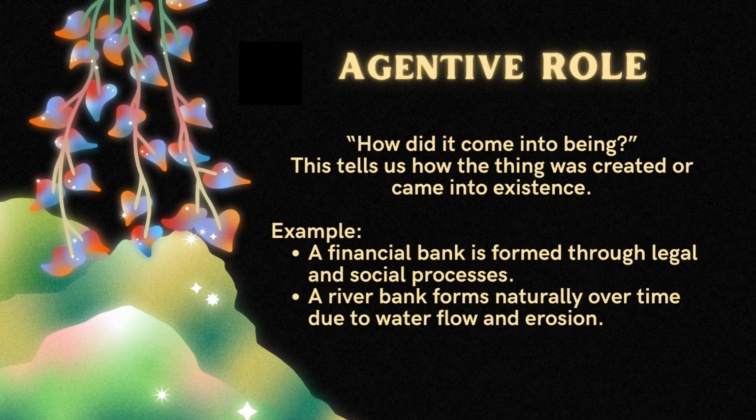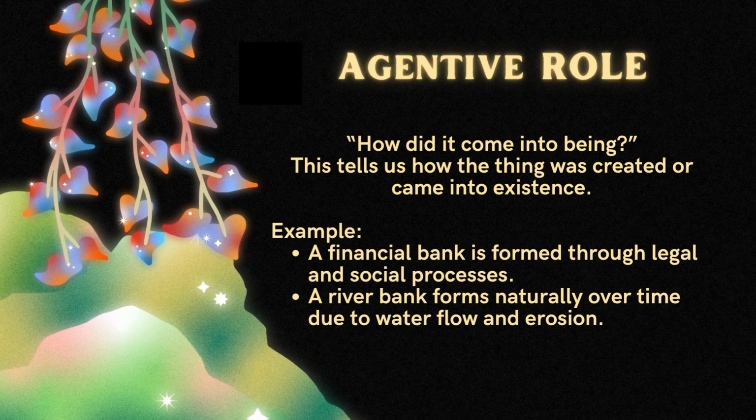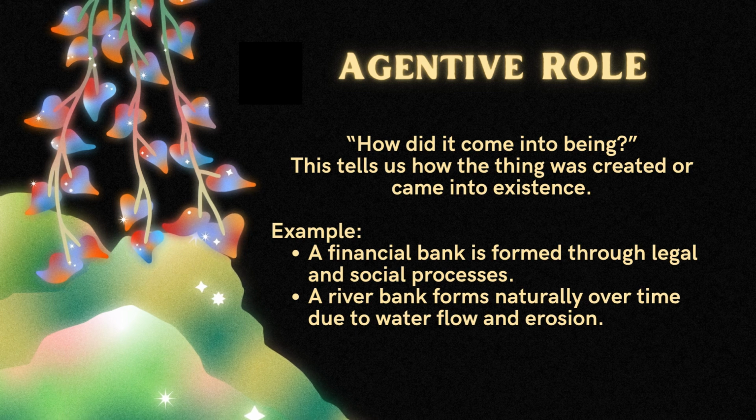And lastly, agentive role. It answers the question how did it come into being? This tells us how the thing was created or came into existence. For example, a financial bank is formed through legal and social processes, and a river bank forms naturally over time due to water flow and erosion.